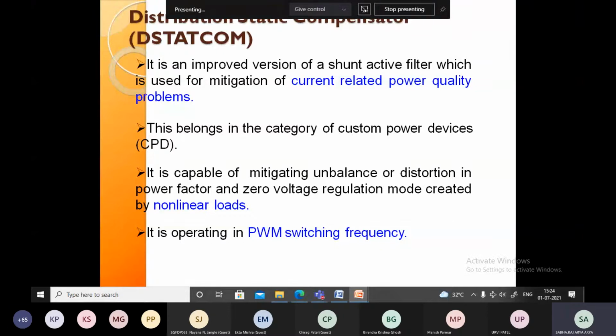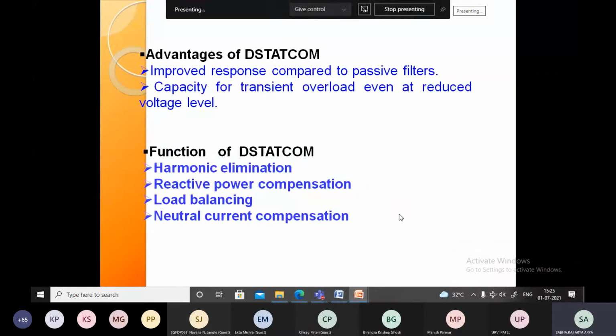Additional features are harmonic and load unbalancing compensation, and in case of a four wire system, neutral current compensation. So we can see this point. It is going to operate at PWM switching frequency only. We cannot use fundamental switching. Here we can use a switching frequency of maybe 5 kHz or 2 kHz, more than fundamental. Generally we are not going to take more than 20 kHz. 5 kHz, 6 kHz is sufficient. After that, what is the advantage of this one?